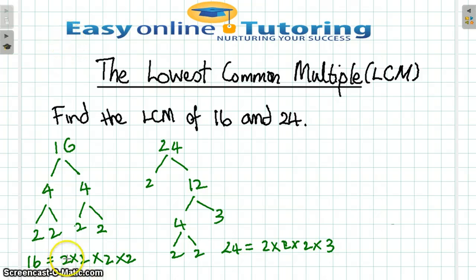Then we do a matching exercise to find and circle the prime factors that are found both in 16 and 24. So there's a 2 here, there's a 2 there. There's a 2 here, there's a 2 there. There's a 2 here, and there's a 2 there. So the highest common factor for 16 and 24 is 8.